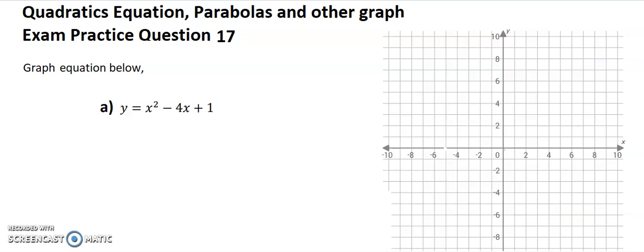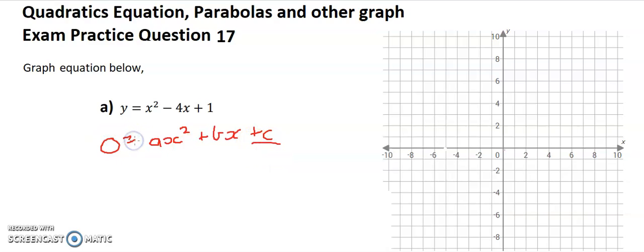Quadratic equation, parabolas and other graph, exam practice question 17. Graph the equation below: y equals x squared minus 4x plus 1. So we know that when we think about this question in terms of the quadratic equation, the standard form is ax squared plus bx plus c. We know that when x is 0, we're only left with c.